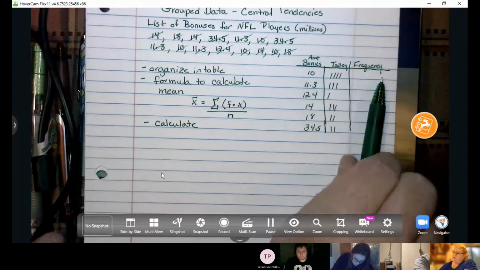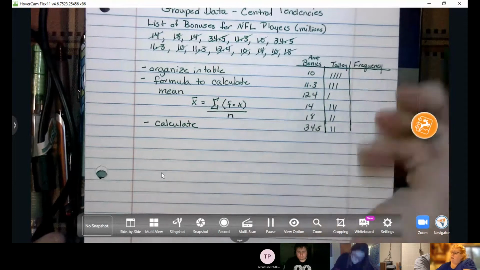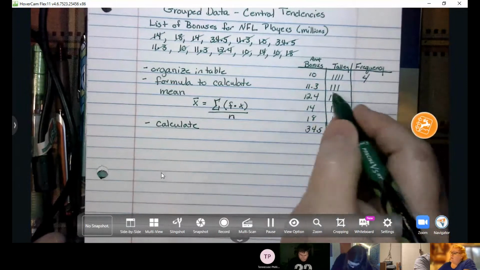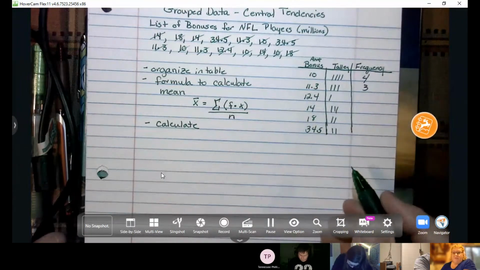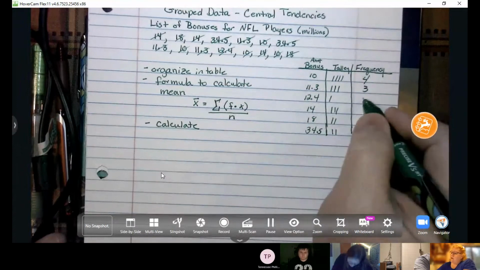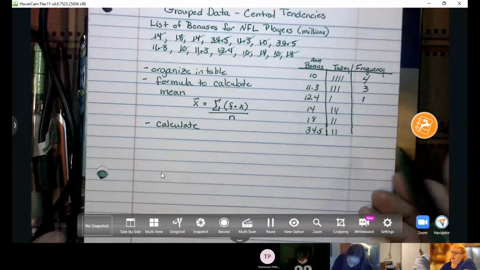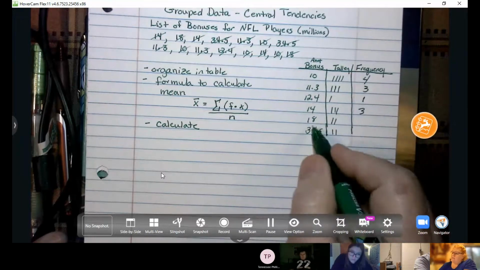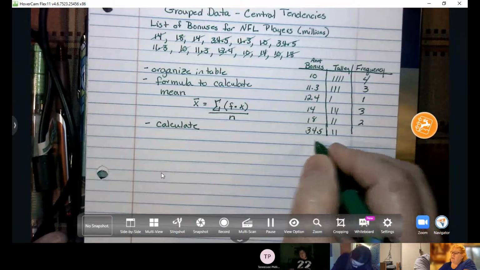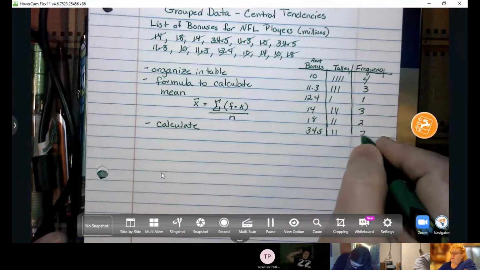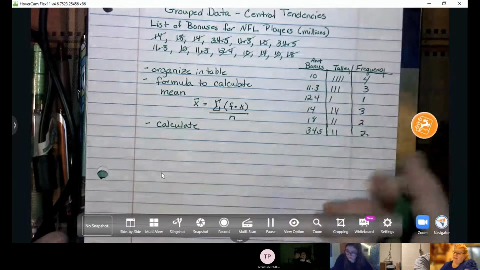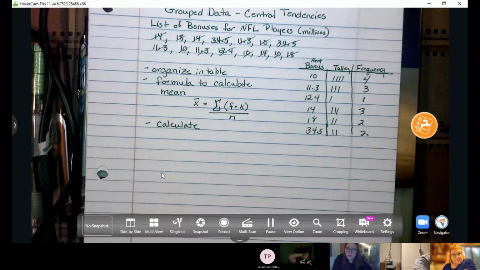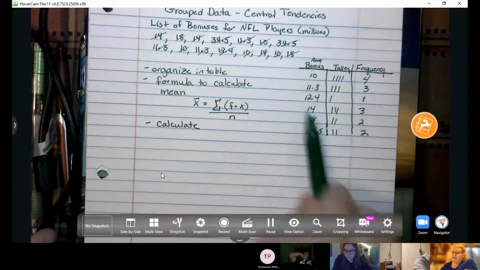And so now I can record the frequency. So for 10 million, there are 4 of those items. For 11.3, there are 3 of those items. For 12.4, there is only 1 frequency for that item. For 14, there are 3 of those items. 18 million, there are 2 of those. And 34.5, there are 2 of those. So this frequency table is a distribution table, or a frequency distribution table, of our data.